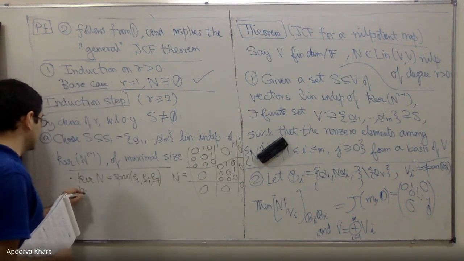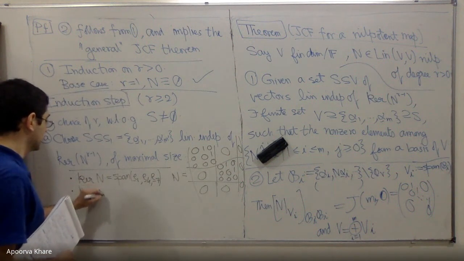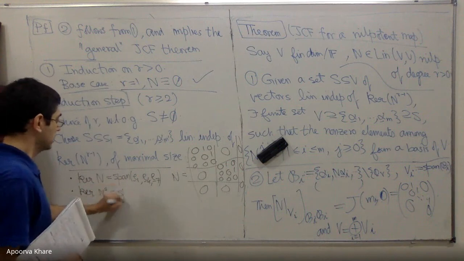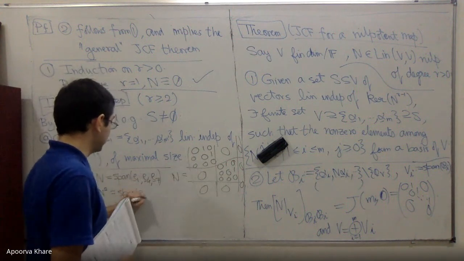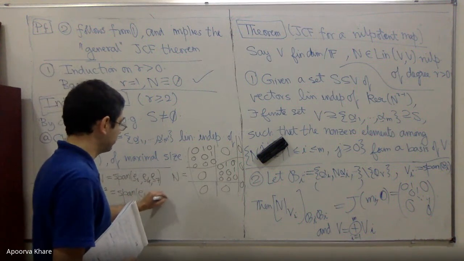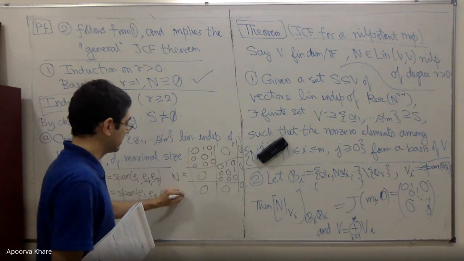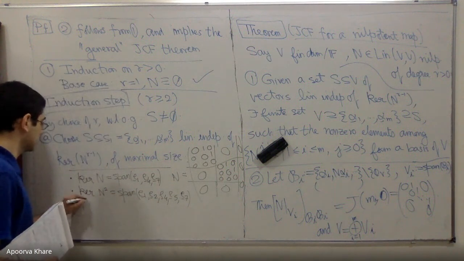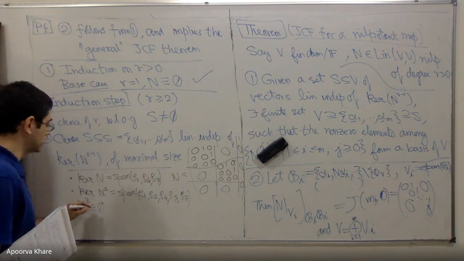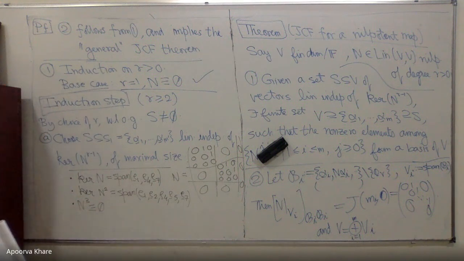Kernel of N squared: I will add some more elements. I will have to add E2, E5, so it is E1, E2, E4, E5, E7. Okay? And N cubed is 0, so kernel of N cubed is the whole vector space.